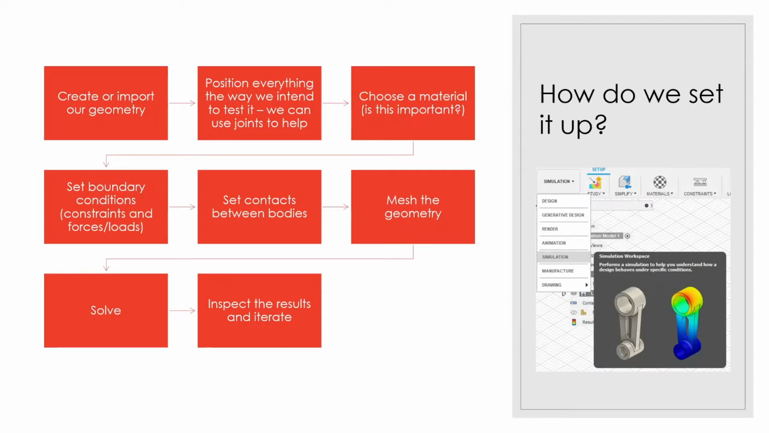So how would we set up an FEA system? Very simple flowchart. Just create your geometry in Fusion.